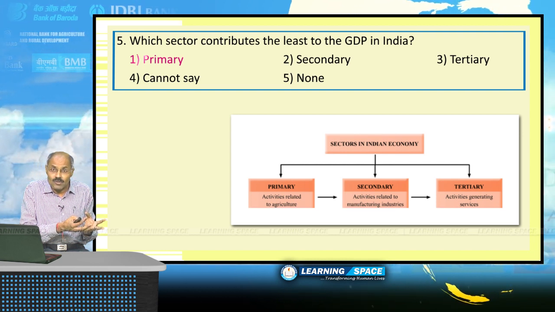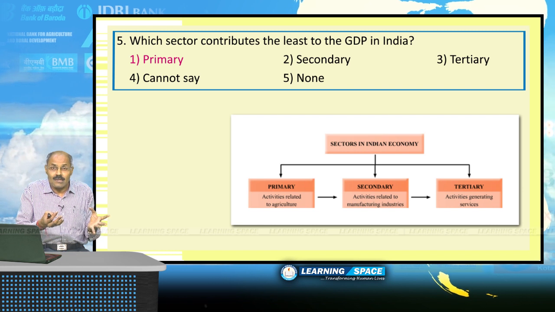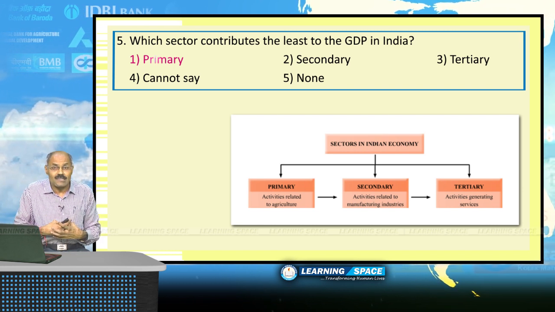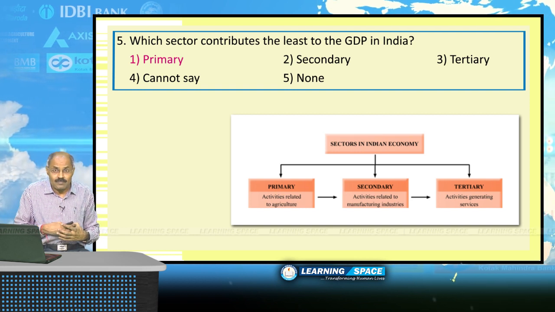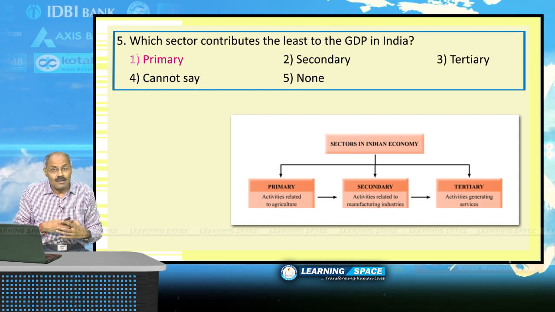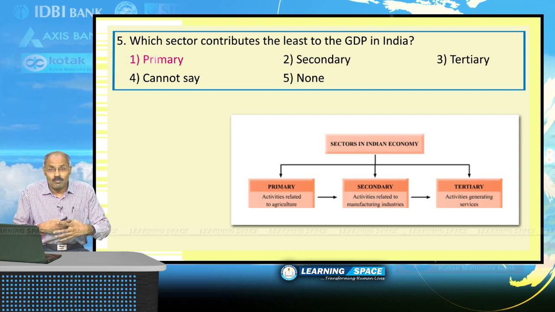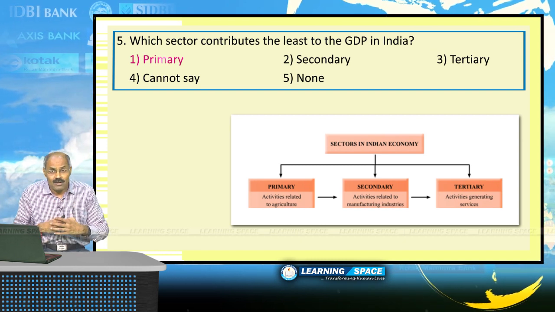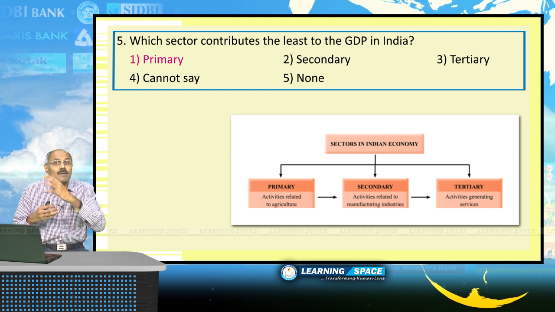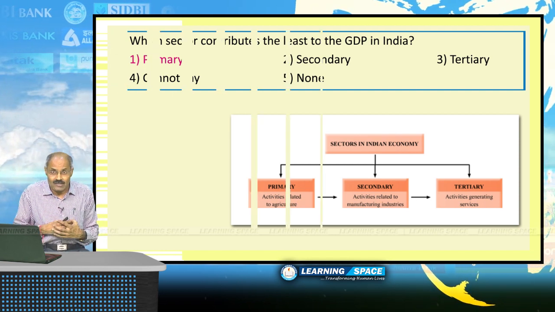Primary sector's contribution is the least, somewhere around 13-14%, whereas the manufacturing sector is the second one, and services contribute the maximum to the economy in India. The services sector contributes around 60% to the GDP in our country.